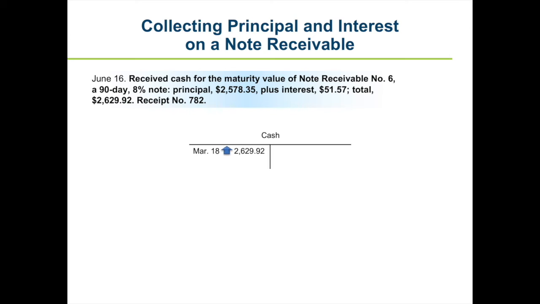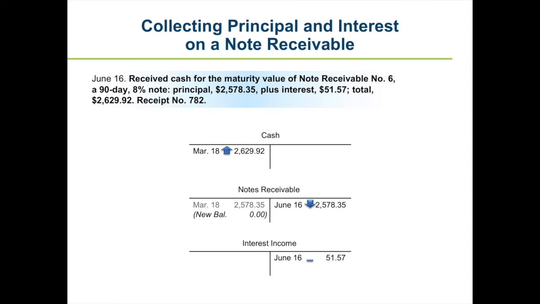The accounts affected, cash is going up for the total amount. You are going to receive the principal plus the interest. Notes receivable is going down to cancel out the note. You received the entire amount, so therefore you're going to cancel out the note. And your interest income is going to go up. Remember, cash is for the total amount, notes receivable is for the principal, interest income is for the interest.